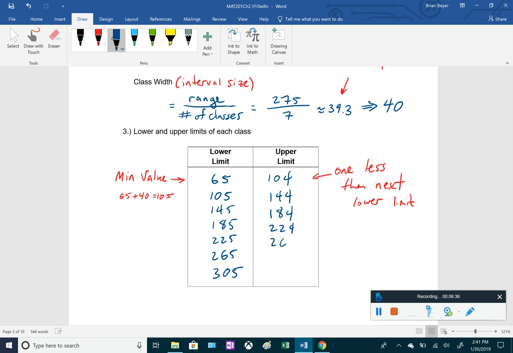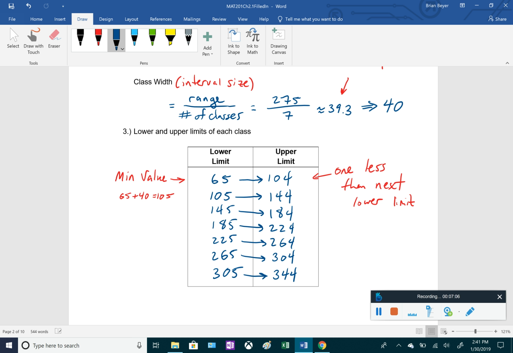And then we get 224, 264, 304, and then plus another 40, 344. Okay, so all we're doing is we just added 40 on both sides here because that was the class width. So now we have all 7 of our classes. We have 65 to 104, 105 to 144, 145 to 184, and so on.